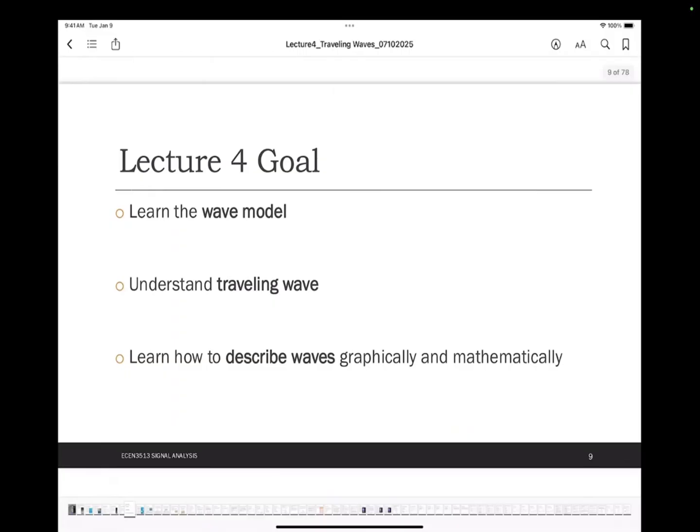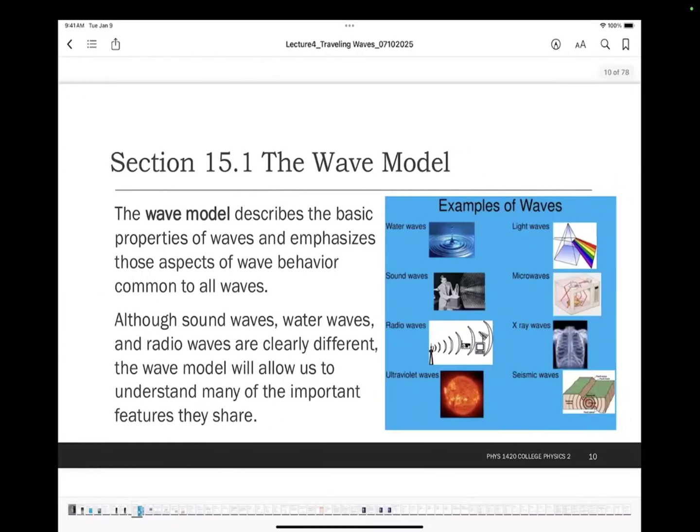Firstly, we will learn what a wave is, what a traveling wave is, and learn the wave model. And then we try to understand the traveling wave. And finally, we learn how to describe waves graphically and mathematically. This is today's goal. If you have any questions, just let me know. Okay.